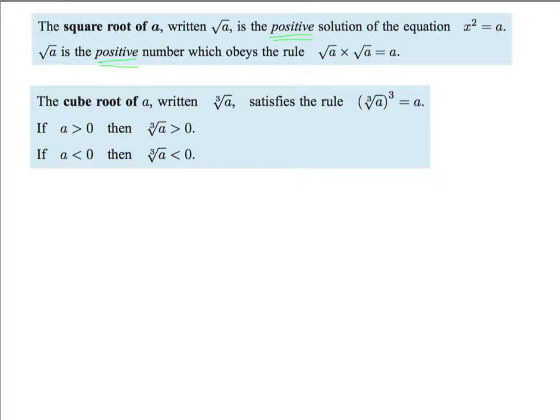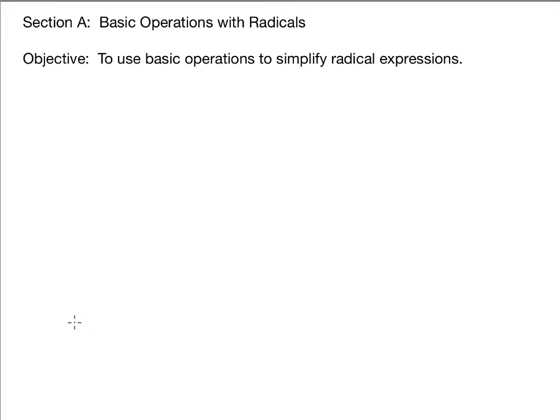A cube root, on the other hand, written as the cube root of a, satisfies the rule that the cube root of a, quantity cubed, is equal to a. This could either be positive or negative. If a is positive, then the cube root of a is also greater than 0 or positive. Whereas if a is less than 0, then the cube root of a is also less than 0 or negative.